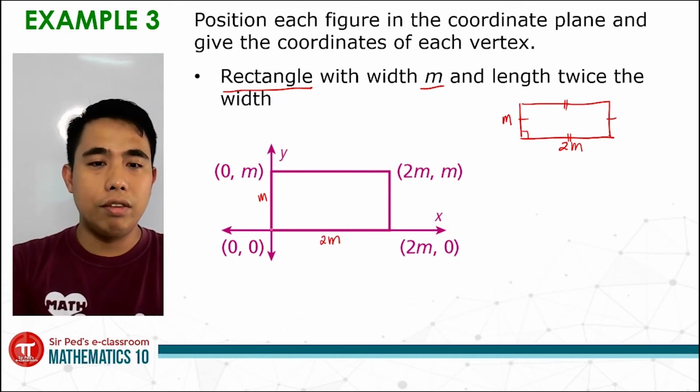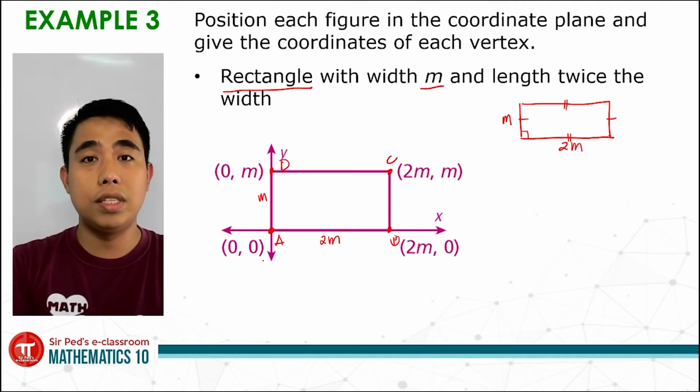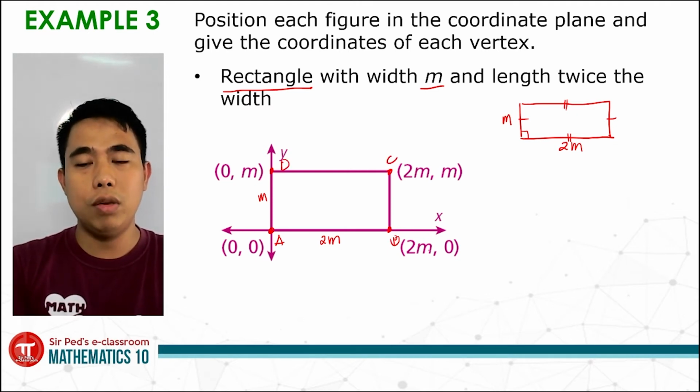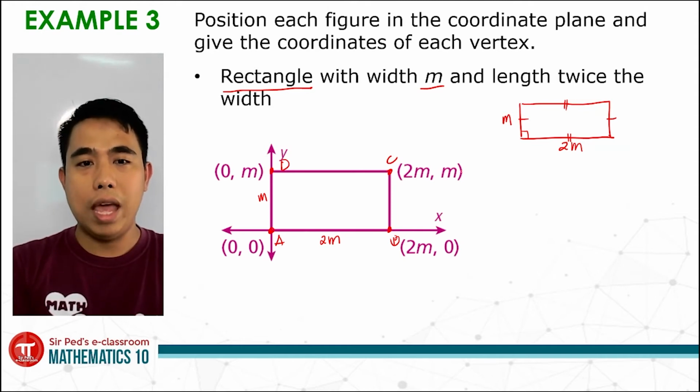So the coordinates of the vertices of that rectangle will be 0, 0. Let's have this as A, B, C, D. So coordinates of A will be 0, 0. Coordinates of B will be 2m, 0. Coordinates of C will be 2m, m. And coordinates of D will be 0.